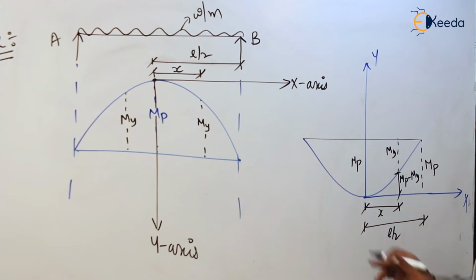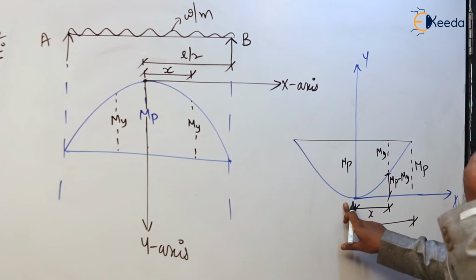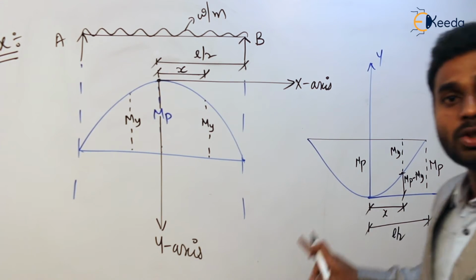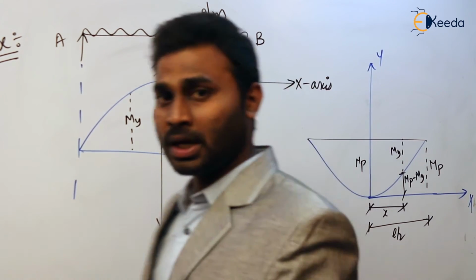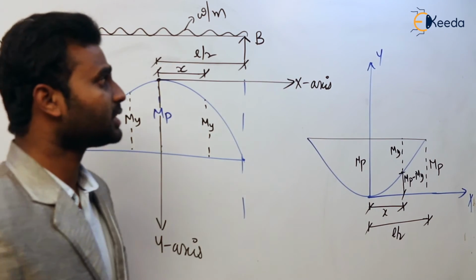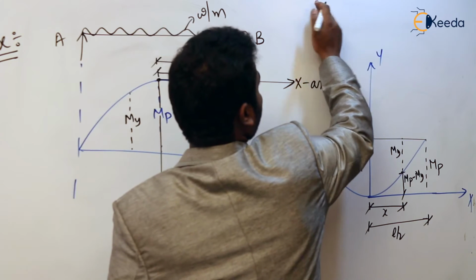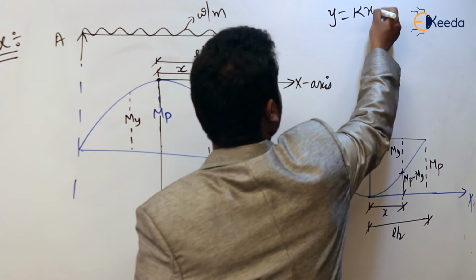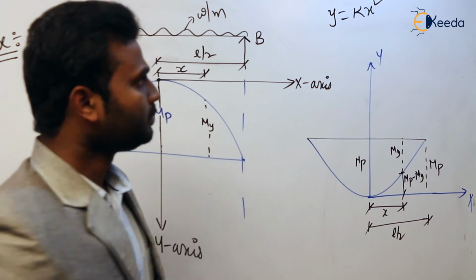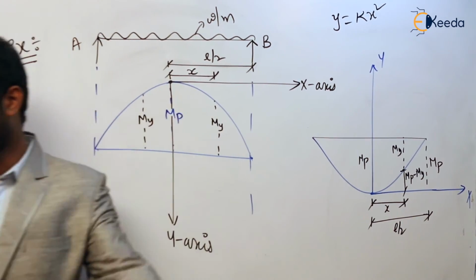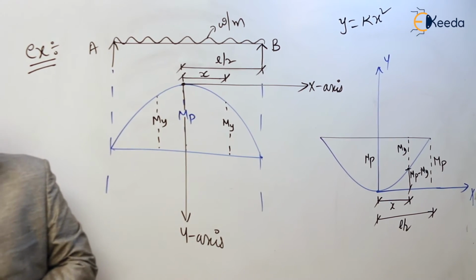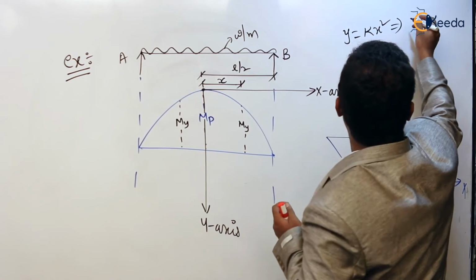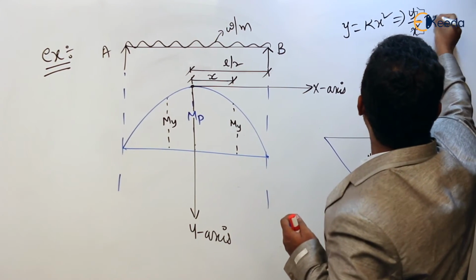It is MP. Now this is a parabola having an equation. What is the equation of a parabola passing through the origin and symmetrical about the y-axis? The equation is y is equal to kx square. From this we can write y by x square is equal to k.